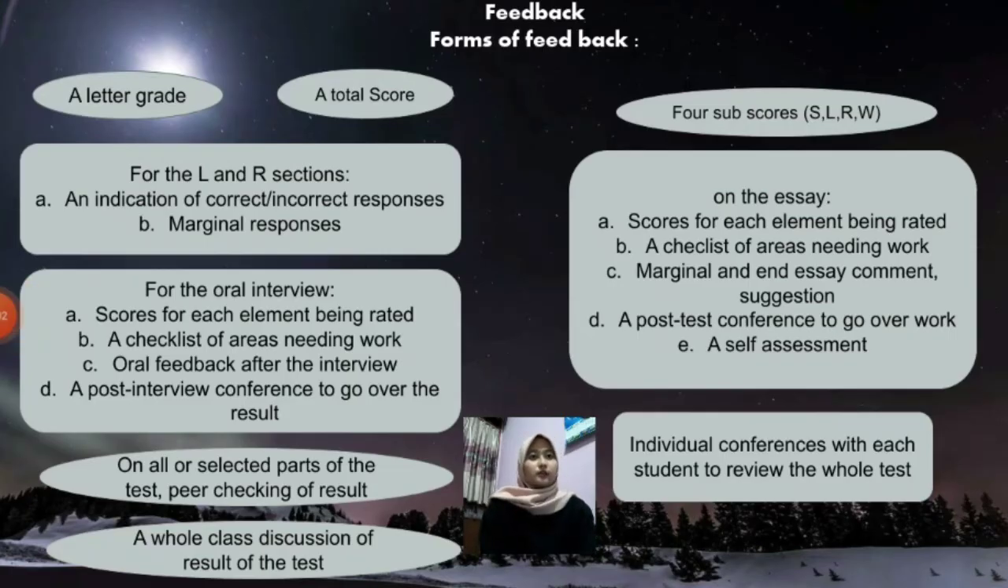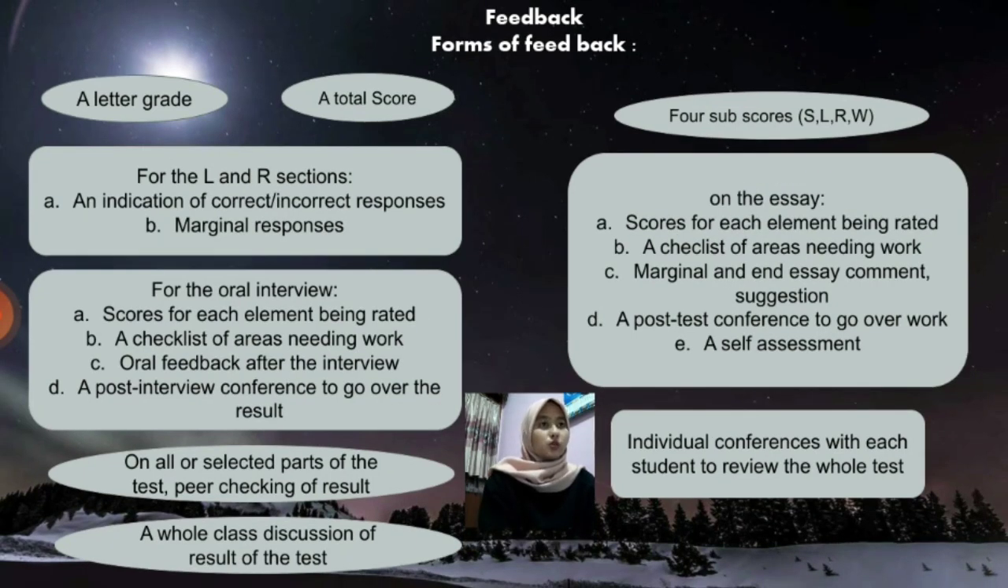Okay. Feedback. For the listening and reading sections: a letter grade and a total score, A. An indication of correct or incorrect responses, B. Marginal comments. For the oral interview: A. A score for each element being rated, B. A checklist of areas needing work, C. Oral feedback after the interview, D. A post-test conference to go over work, E. A self-assessment. And an individual conference with each student to review the whole test.